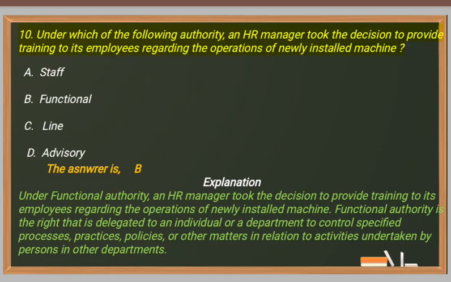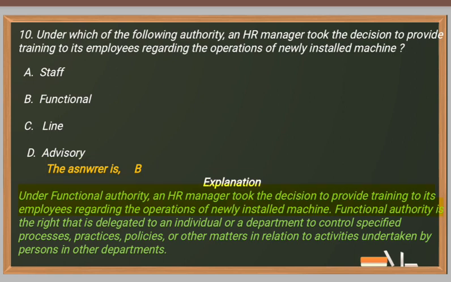10. Under which of the following authority did an HR manager take the decision to provide training to its employees regarding the operations of a newly installed machine? A. Staff. B. Functional. C. Line. D. Advisory. The answer is B.